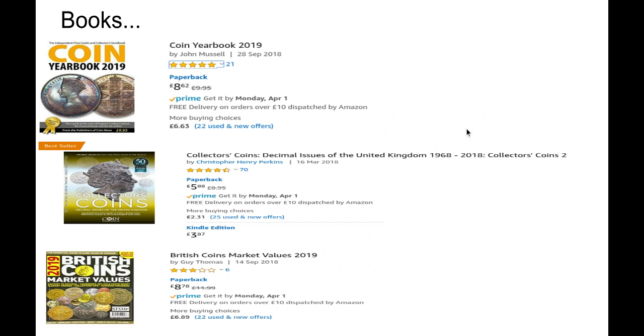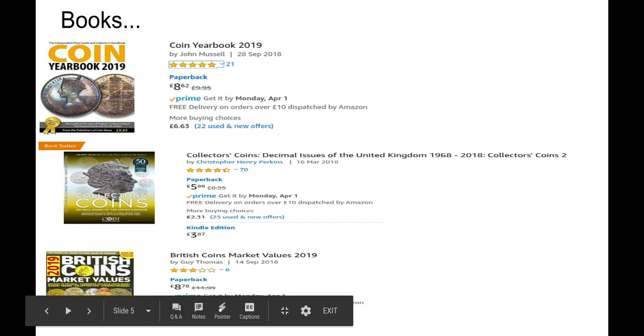Well, here we have the Coin Yearbook 2019. Now that is a brilliant book which has very many different features in it, which explains to you all about coin collecting. It goes into detail on all the different coins and their mintage figures and their worths, which is why essentially it is such a good coin book.